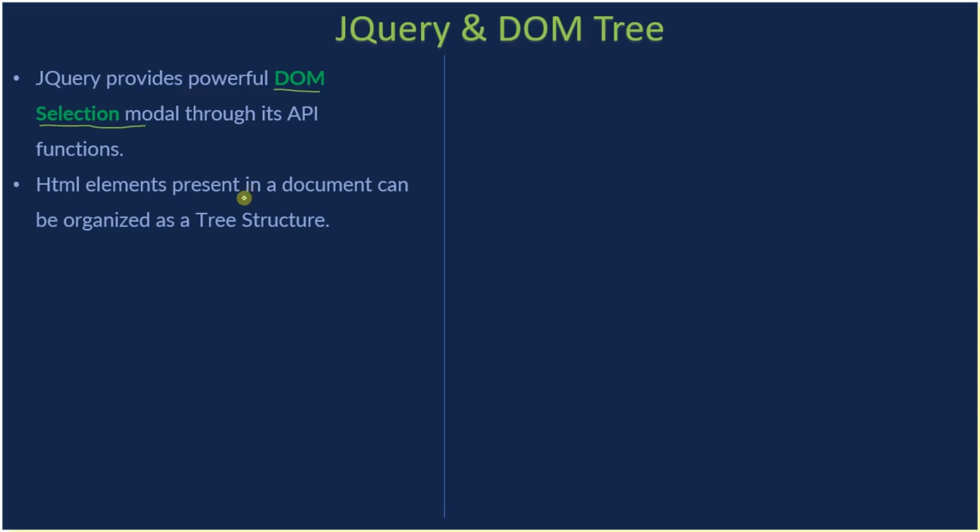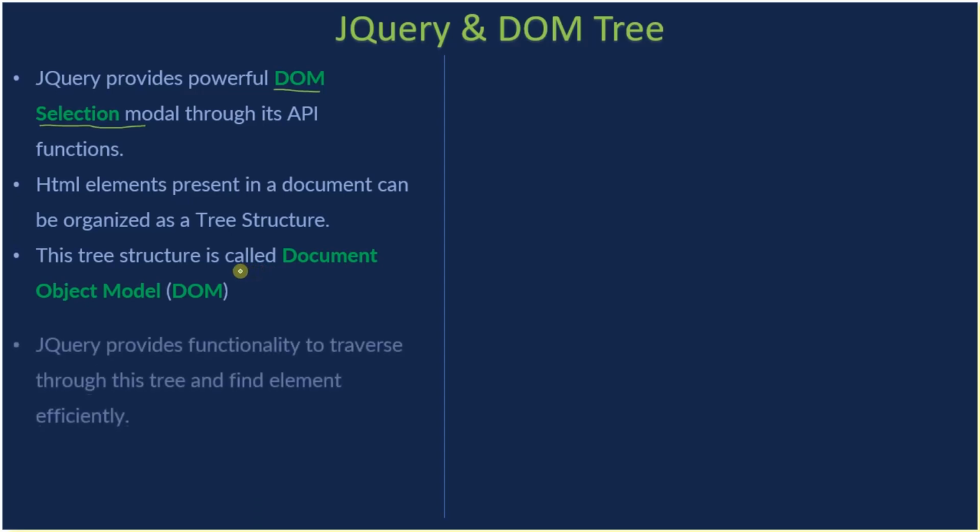HTML elements present in a document can be organized as a tree structure. This tree structure is called a document object model, so DOM. Here document stands for the HTML document, and document object model is how the HTML elements are organized as a tree structure. So it is simply called a document object model.